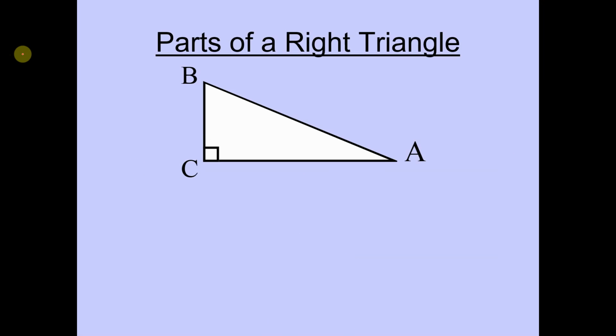So, trigonometry hinges on knowing the parts of a right angle triangle, basically the sides of them. And it all hinges on which angle we're looking at. Now we know that with a right angle triangle, one of the angles is a right angle, and always opposite that one. Here we go, okay, I've got ahead of myself.